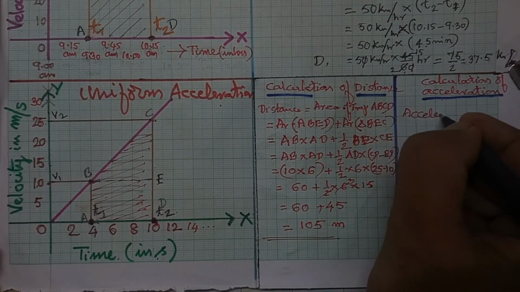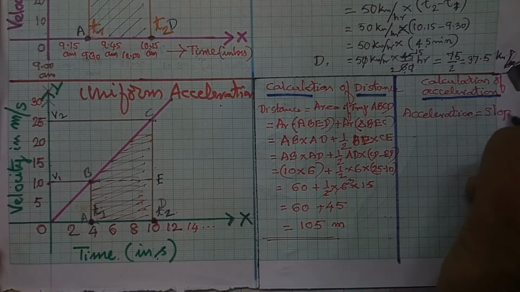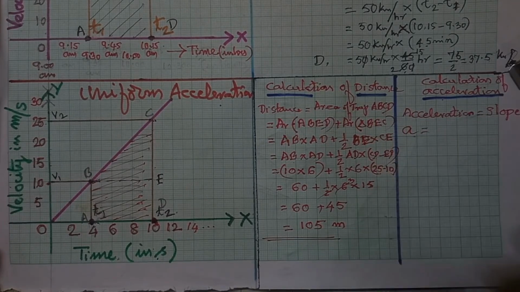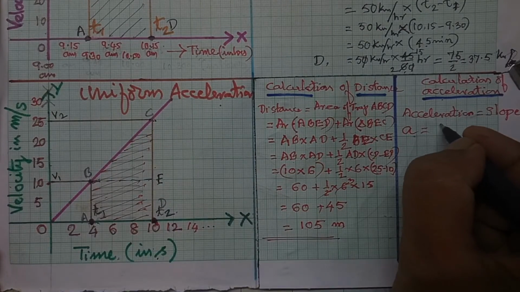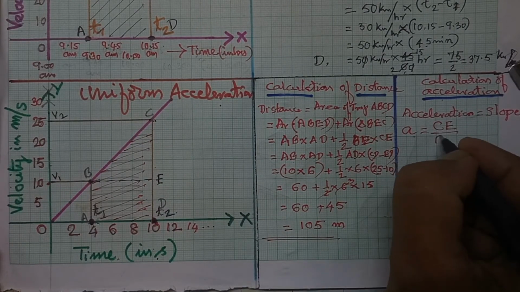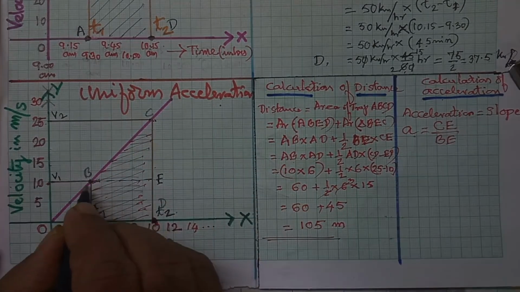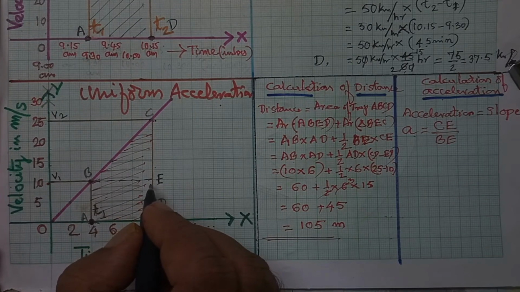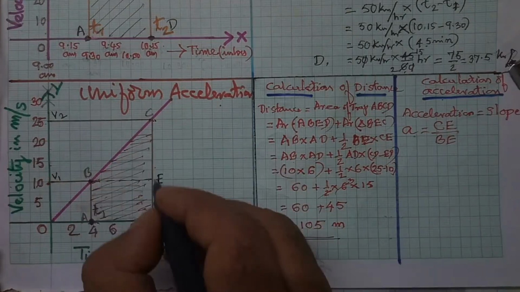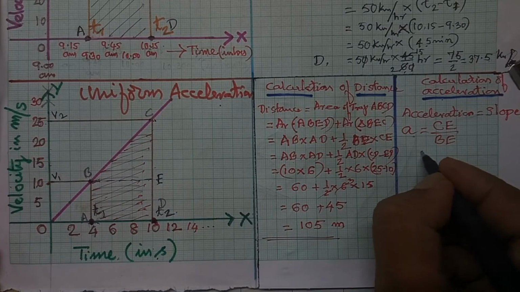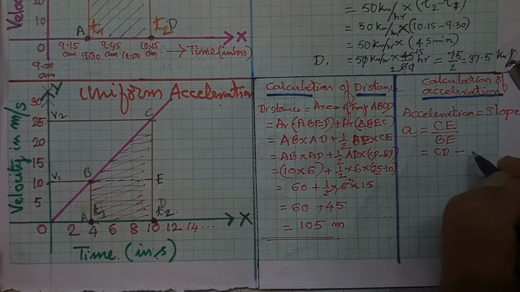Acceleration is equal to slope. What is slope? I will tell you. Acceleration symbol is A. Slope is CE by BE. CE is parallel to the y axis, BE is parallel to the x axis. In coordinate geometry in higher classes you are going to learn more about it. For the time being, just CE by BE. CE is nothing but CD minus ED. Already we have seen CD minus DE.